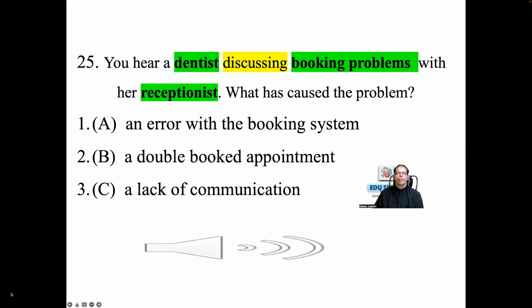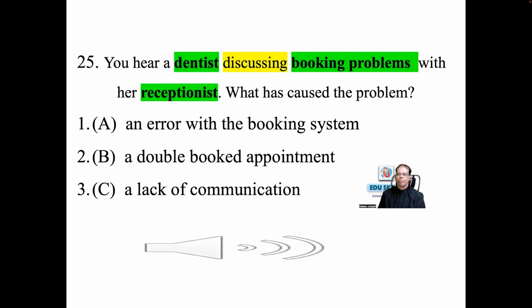As I said, here who is speaking? Dentist. He is discussing. There is somebody else, okay? There is a dialogue, right? Booking problems. What is the concept or issue? Booking problems. Who is he speaking with or discussing with? Receptionist. These are the main things you have to analyze in the few seconds that you have, for 15 seconds.